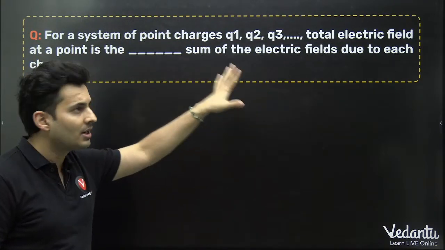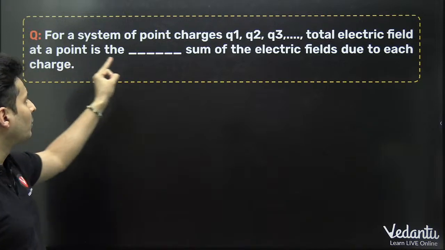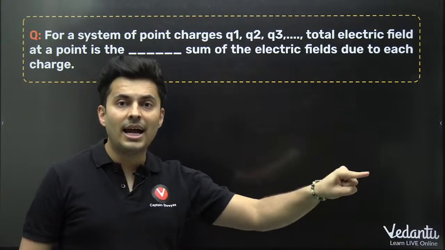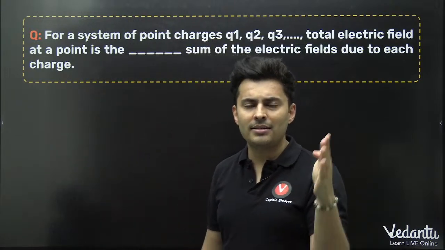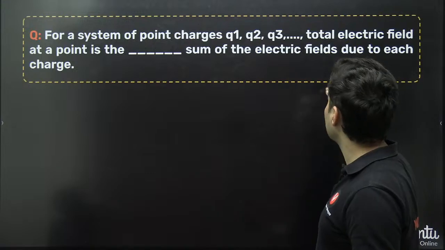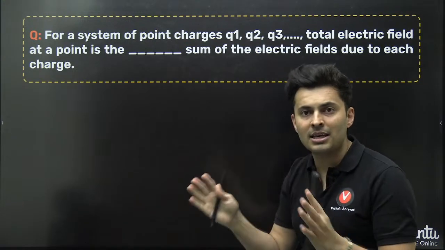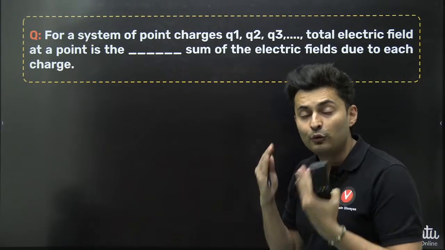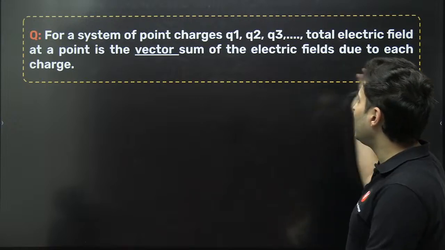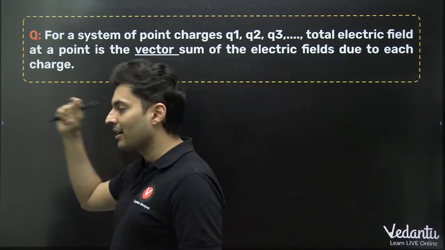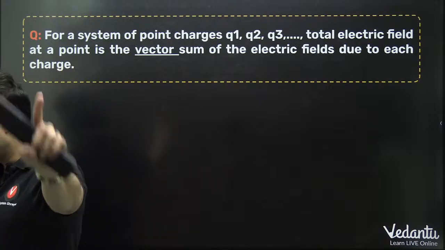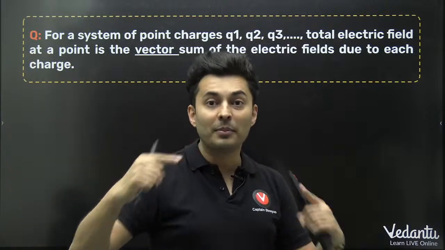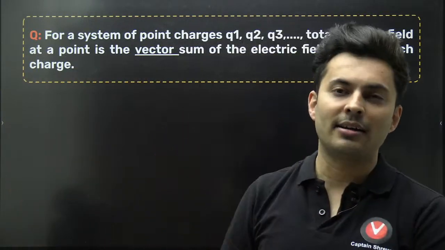If you have many charges, Q1, Q2, Q3, the total field at a point is the dash sum of the field due to each charge. That means you add something. The total field at any given point is just the vector sum of the electric fields. Not any random addition, it is the vector addition. E1 bar, E2 bar, E3 bar, E4 bar, E5 bar will give you net E bar.